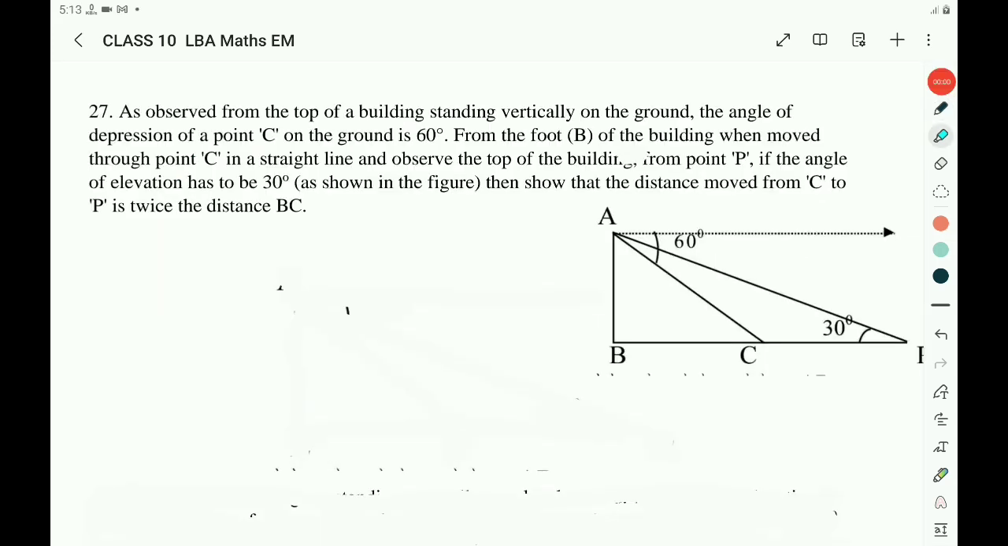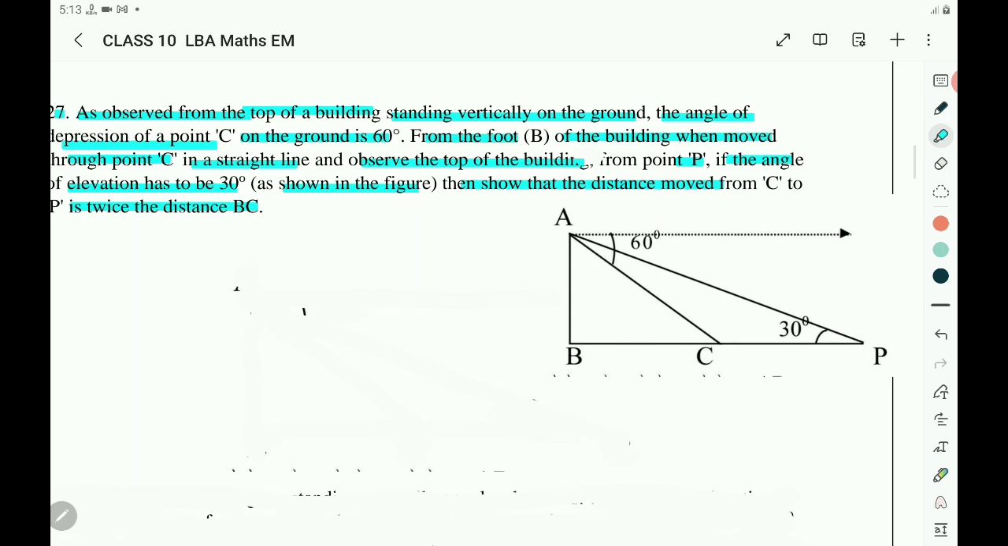75 root 3 minus 1 meter. Question number 27. As observed from the top of a building standing vertically on the ground, the angle of depression of a point C on the ground is 60 degree. From the foot B of the building, when moved through the point C in a straight line and observe the top of the building from the point P, if the angle of elevation is to be 30 degree as shown in the figure, then show that the distance moved from C to P is twice the distance BC.